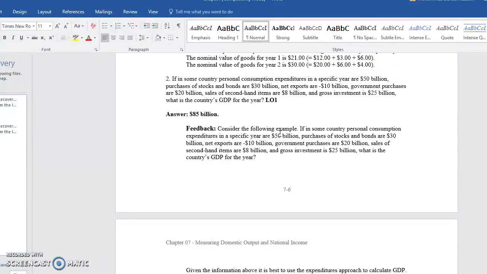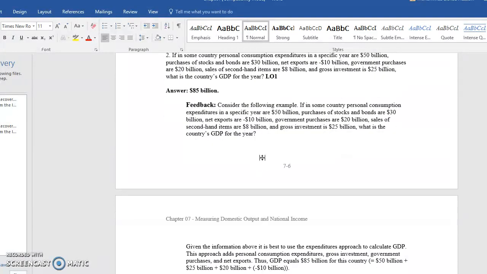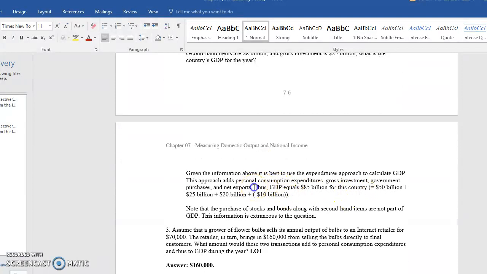So we will use now the personal consumption expenditure, which is 50 billion. Purchase of stocks and bonds will be excluded. And then we include government purchase 20 billion, and then we include net exports minus 10 billion, and gross investment 25 billion. So we add those 4 items together, and dropping the two other items, we get the GDP of the country is 85 billion. So this is the answer for this question.